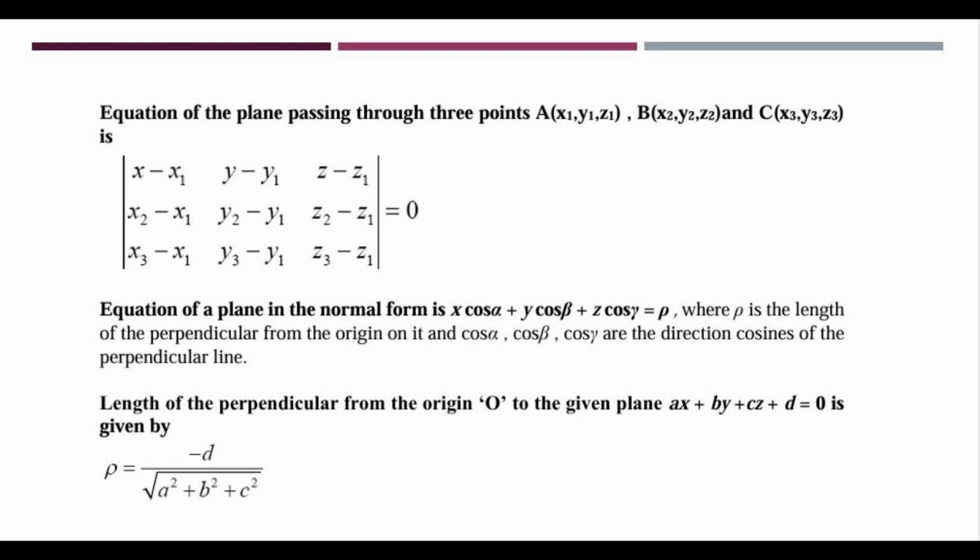Equation of a plane in the normal form is x cos alpha + y cos beta + z cos gamma = rho, where rho is the length of the perpendicular from the origin on it and cos alpha, cos beta, cos gamma are the direction cosines of the perpendicular line. Length of the perpendicular from the origin O to the given plane ax + by + cz + d = 0 is given by rho = -d divided by root of a square plus b square plus c square.